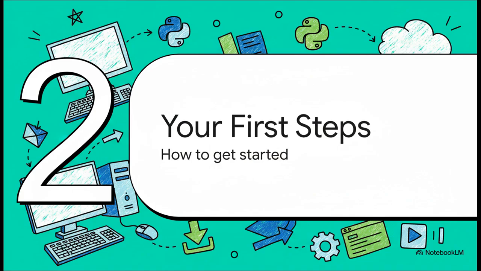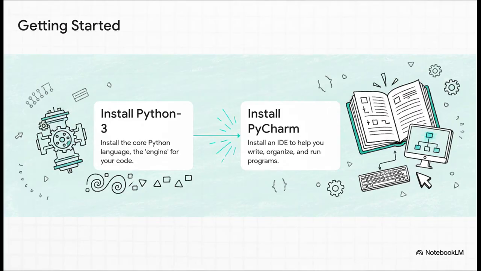All right, so that's the what and the why. Now, let's get to the how. Enough talk, right? Let's look at the actual practical steps you can take right now to get Python working on your own machine so you can start writing your own instructions. It really just comes down to these two things.